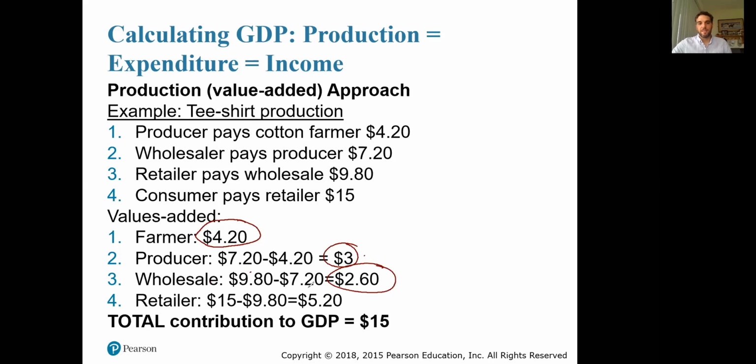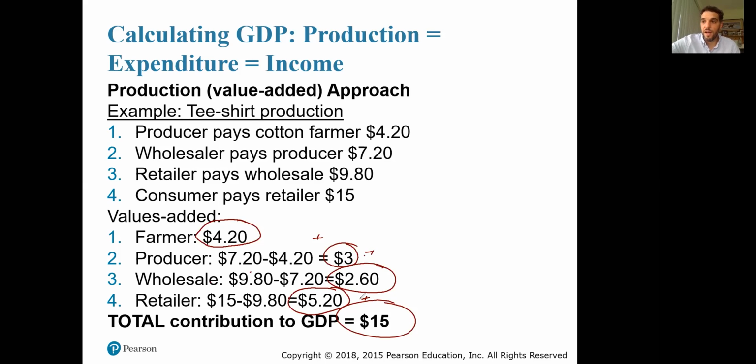Lastly, the retailer makes the t-shirt available to consumers who are presumably going to buy it because their marginal willingness to pay is greater than $15. Little flashback to supply and demand. But the retailer purchased that t-shirt from the wholesaler for $9.80, meaning the value added by the retailer is the difference between the two, which is $5.20. If we add all of these up, $4.20 plus $3 plus $2.60 plus $5.20, what does that equal? The total contribution of the t-shirt to GDP, valued at $15.